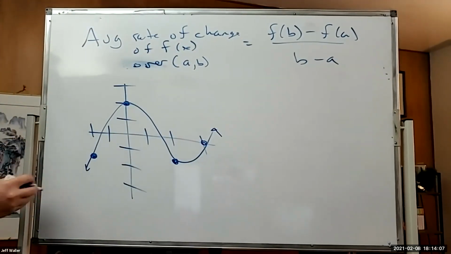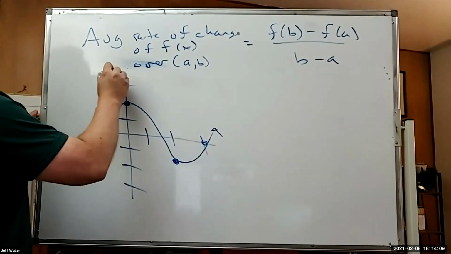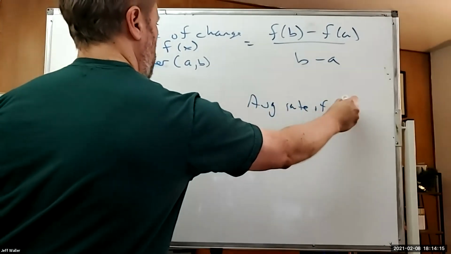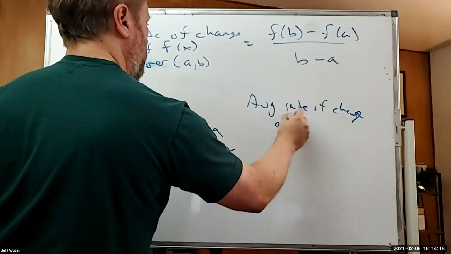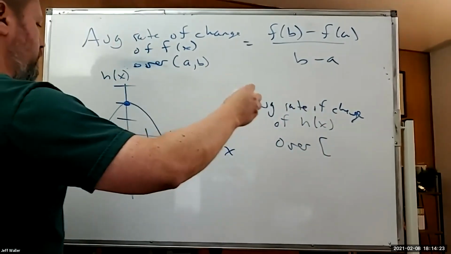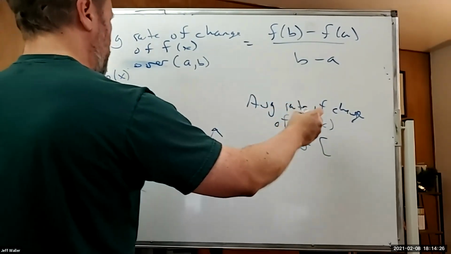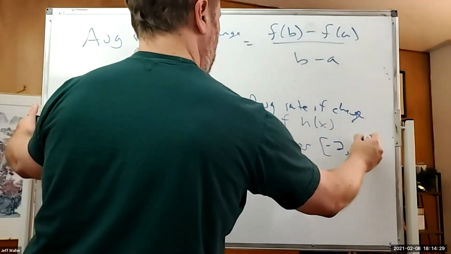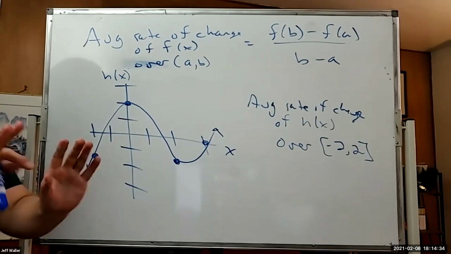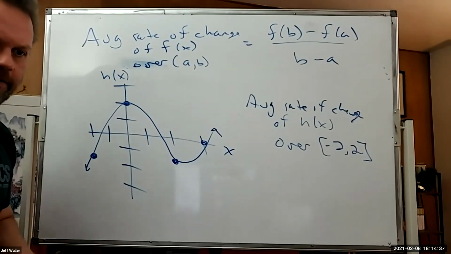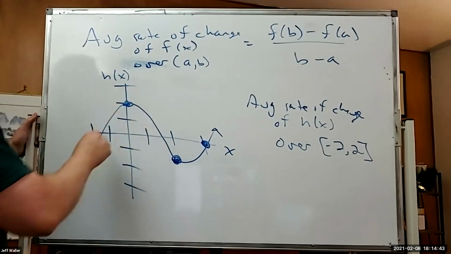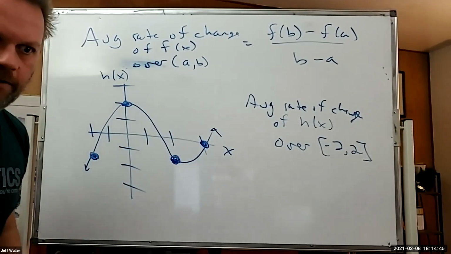So what is the average rate of change? Let's say this is the h of x function. What is the average rate of change of h of x over, what, Jeff? -2 to 2. All right, just take a minute and think about it. Hopefully everybody can see where those circles are trying to be, right? That one's easy. Let me see, does that look like it's supposed to be there? Yeah.